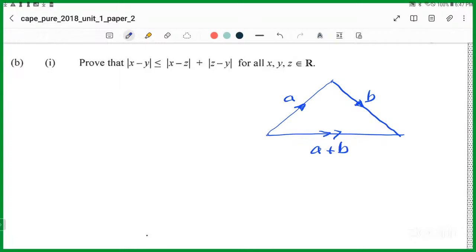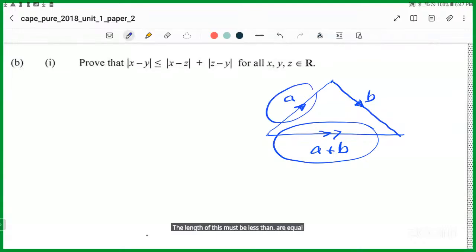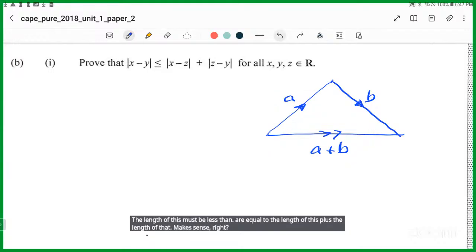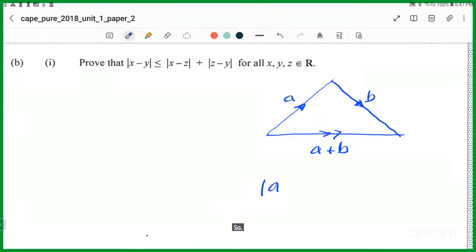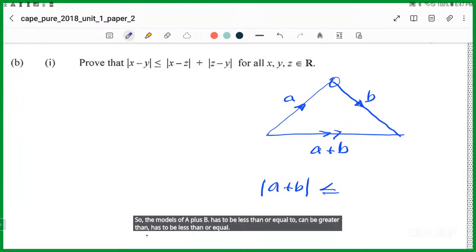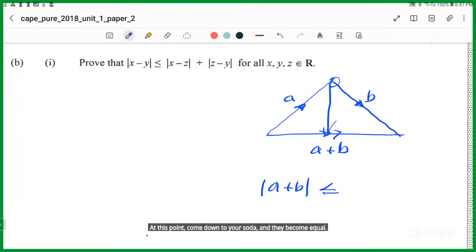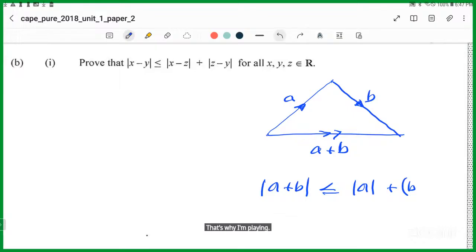What it says is that the length of this must be less than or equal to the length of this plus the length of that. Makes sense, right? So the modulus of A plus B has to be less than or equal to, can't be greater than, because if this point comes down to here, then it becomes equal. So less than or equal to the length of this side, which is the modulus of A, plus the length of this side, which is the modulus of B. That's what we're going to apply.